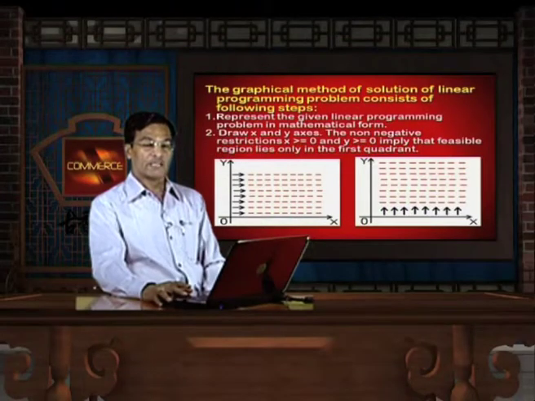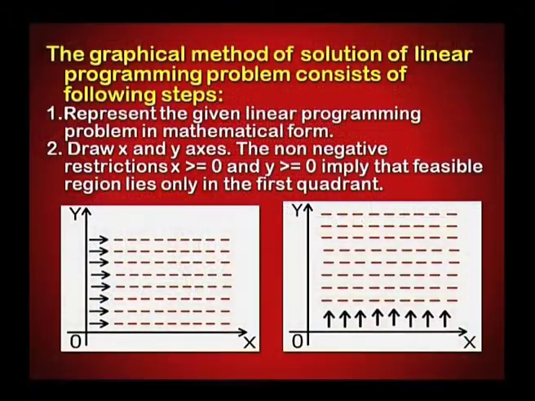The graphical method of solution of linear programming problem consists of the following steps. First, represent the given linear programming problem in mathematical form. Second, draw the x and y axes. The non-negative restrictions x greater than or equal to 0 and y greater than or equal to 0 imply that the feasible region lies only in the first quadrant, as shown in the figures.